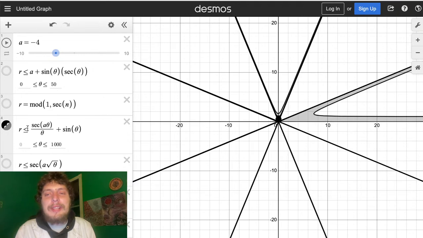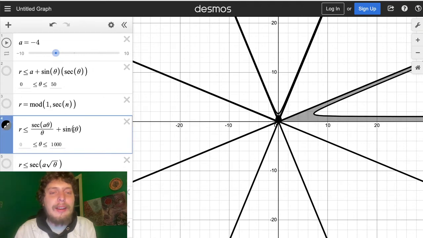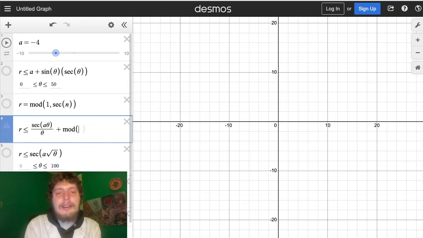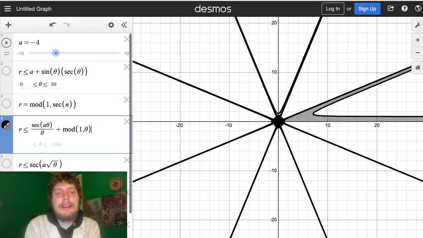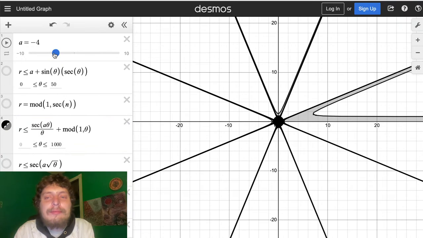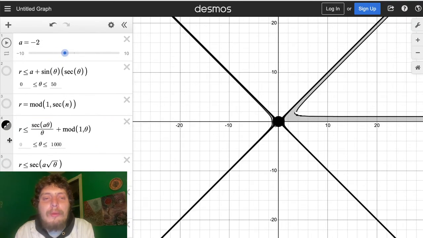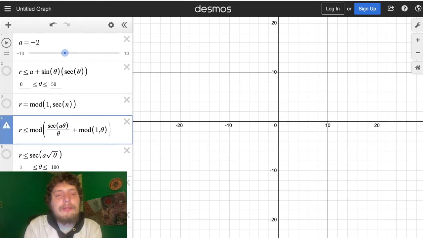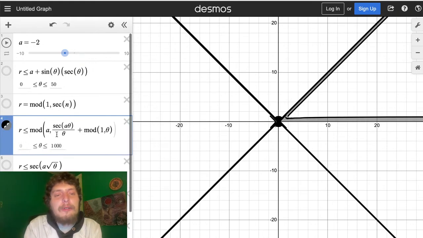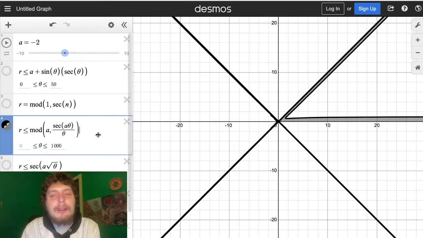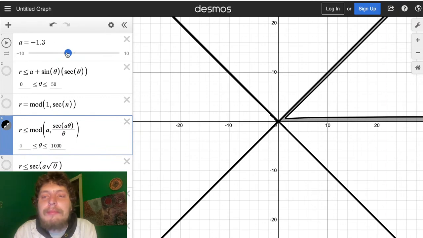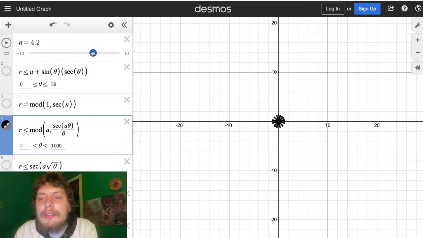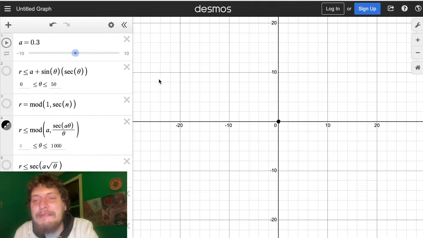Here, let's see what happens if I throw a little mod right here. What if instead of that, it's mod 1 theta? Pretty similar web to before. What if I put the mod on this one as well? Let's put A for what it is instead of 1. And we're going to take off that end bit. Whoa, this is giving it a lot of trouble. It's like taking a minute for the graph to catch up.